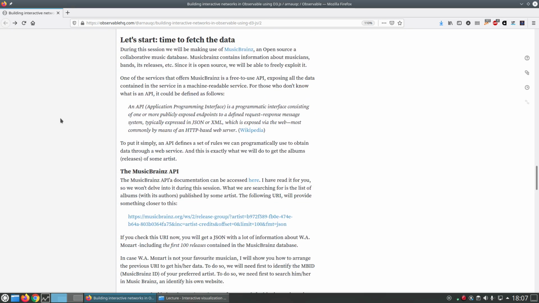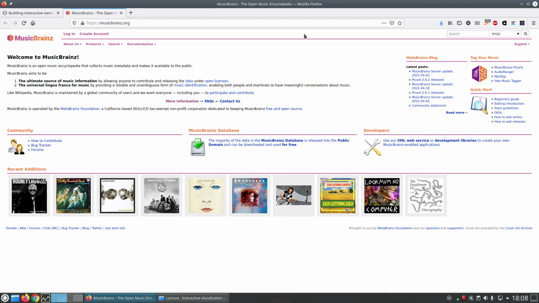So really fast, one last final point. We need to get all this data. Where do we get all this data about all these artists? We will be using this tool, this platform, which is called MusicBrainz. MusicBrainz is a huge repository of collaboration in music. So it's a sort of music database.